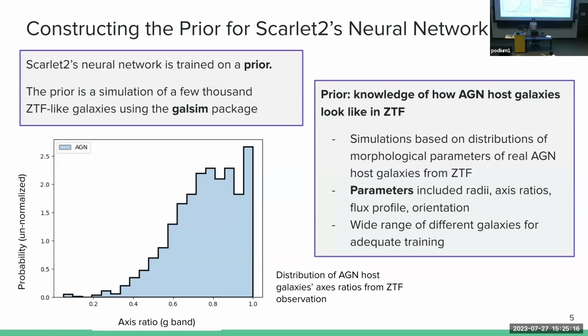So our first step was constructing the prior that we will be then training Scarlet-2's neural network on. This prior is a simulation of a few thousand ZTF-like galaxies from the GalSim package. Our prior simulations were based on a distribution of morphological parameters of real AGN host galaxies from ZTF. And one such distribution can be seen here in the graph. This is a distribution of a sample of AGN host galaxies, and this is plotting the axes ratios of those galaxies. So we constructed a prior that contained a wide range of different galaxies in order for Scarlet-2's neural network to be adequately trained.